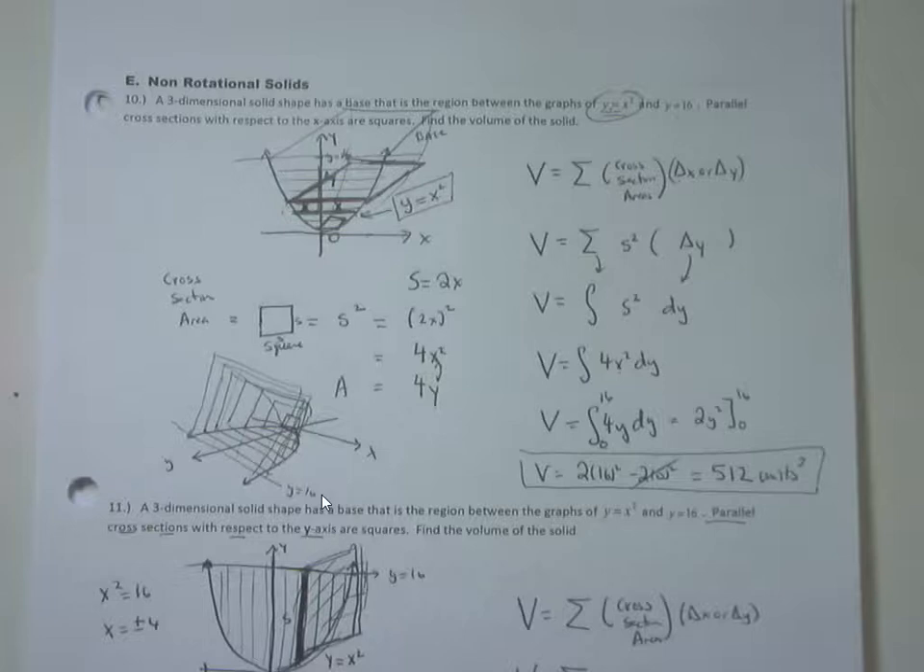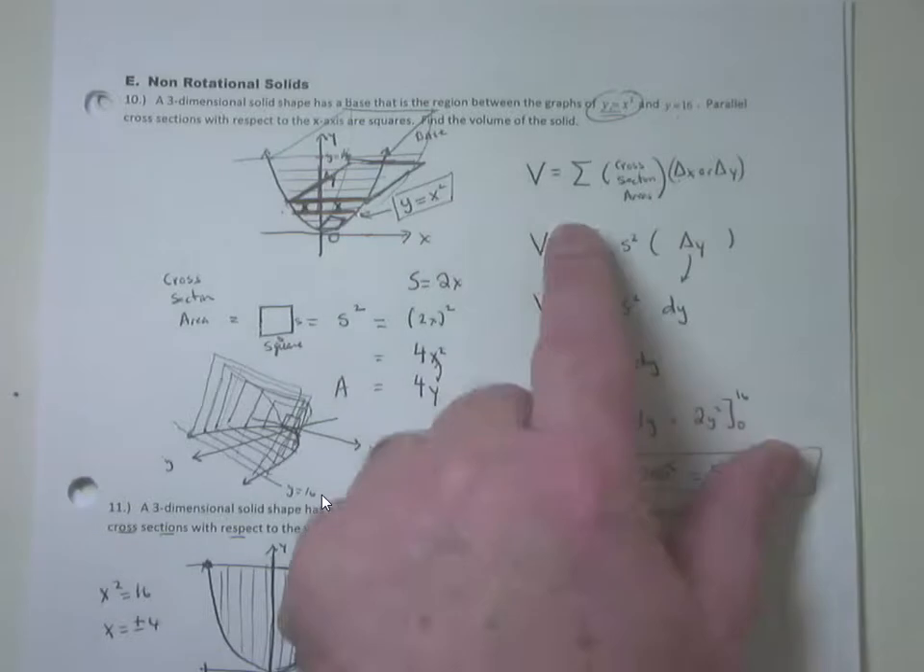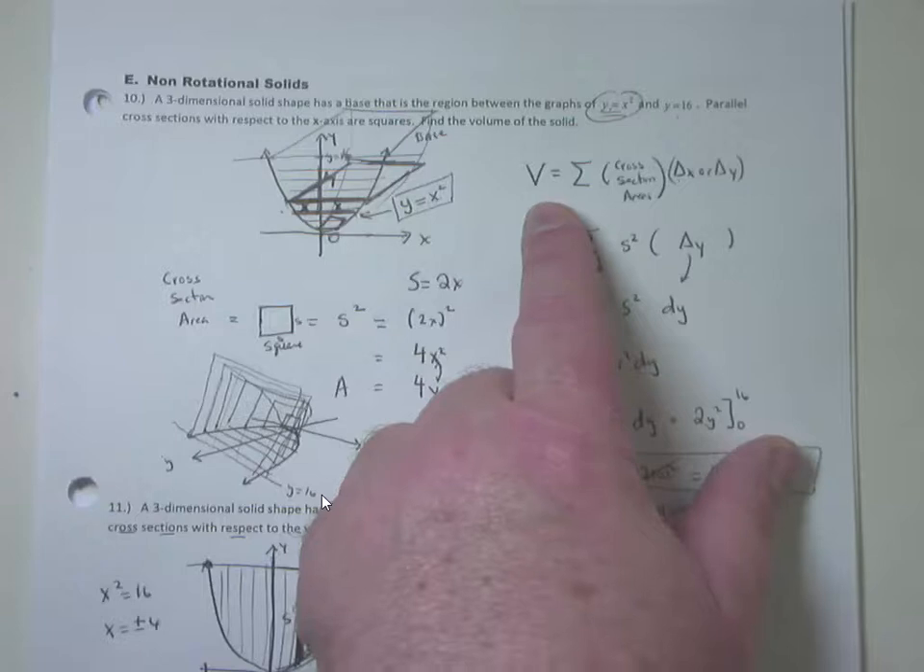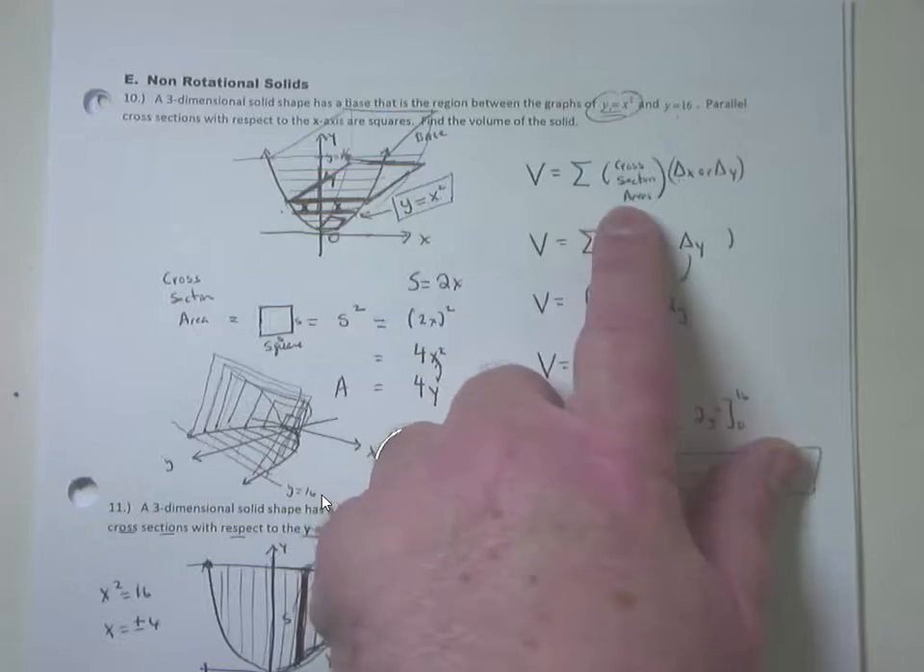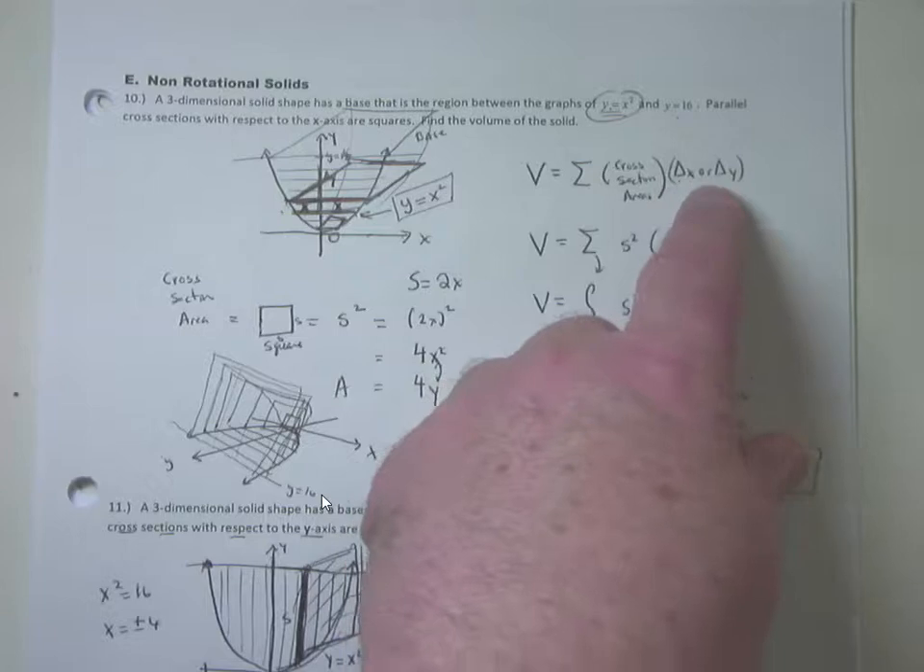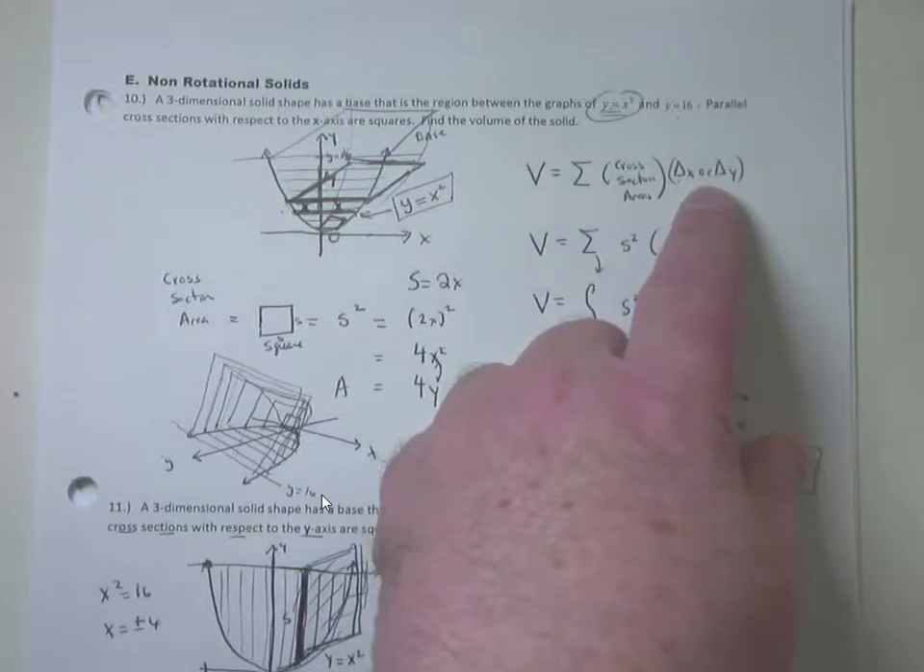It's the idea that you've got some kind of a base, and out of that base, you're projecting a particular geometric shape, which will make a 3D shape. The formula for these non-rotational solids is the volume is equal to the sum of the cross-sectional area with either delta x or delta y, depending on how you slice it, whether you cut into the y-axis or cut into the x-axis.